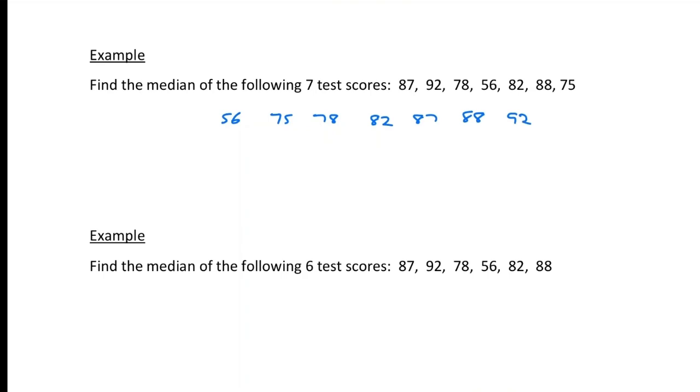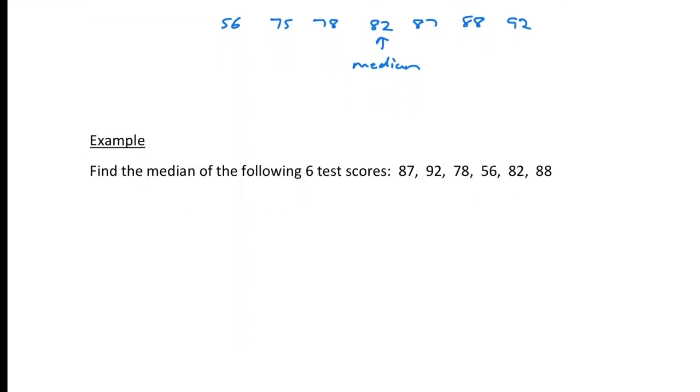Very simply, we are going to more or less count into the center. If there are 7 of them, we want 3 on one side, 3 on the other, and our median sits right in the middle at 82. Now, in the second example, where we have an even number of test scores, again, if we put these in order first, we've got 56, 78, 82, 87, 88, 92.